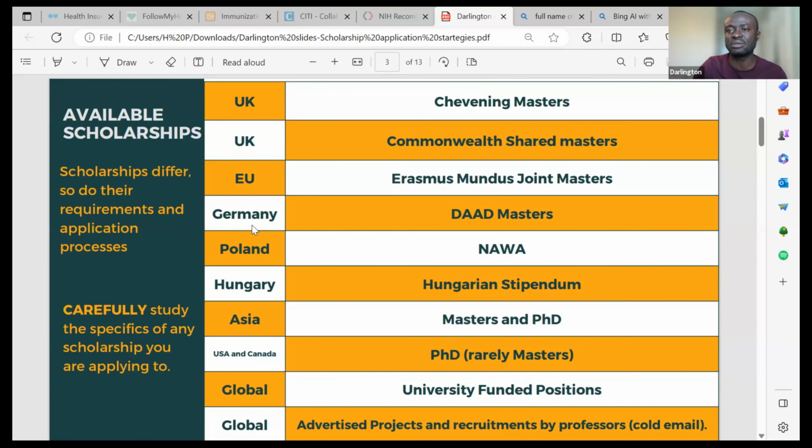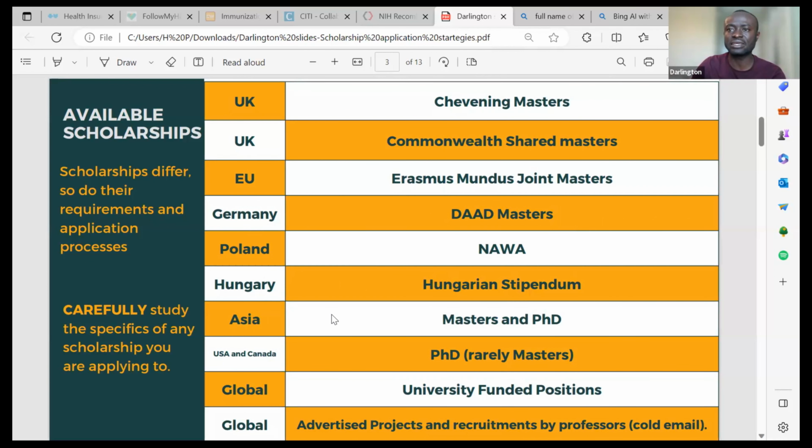In Germany, there is the DAAD Masters. I think that is also a very popular scholarship, and there is also the DAAD PhD, if I'm not mistaken. You also need to learn how to apply to these. In Poland, for instance, you have the Banach Scholarship, which we normally know as the NAWA Scholarship. You have the Hungarian Stipendium in Hungary. In Asia, there are so many masters and PhDs. At least I know that the Hong Kong PhD is one of the most popular in Asia.